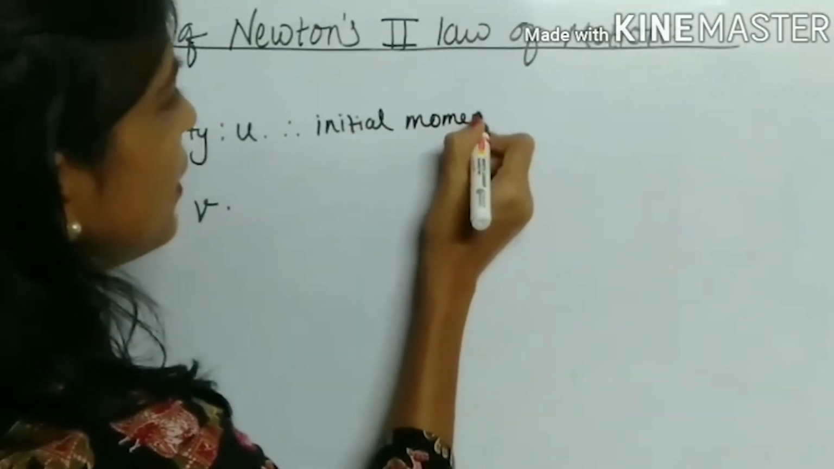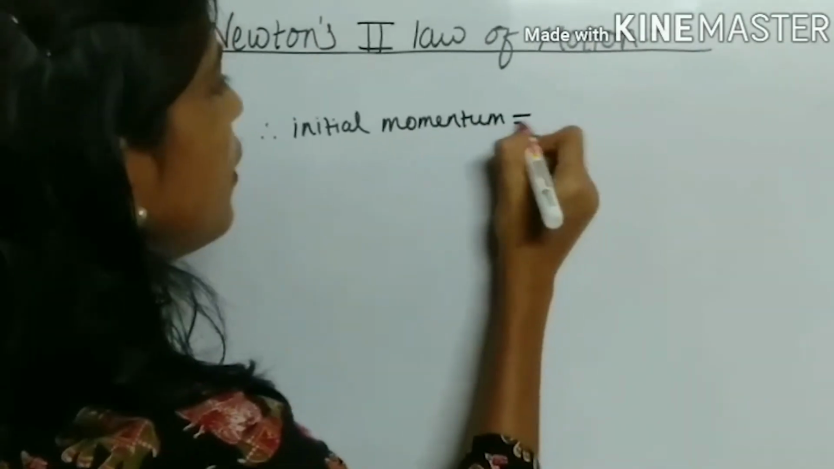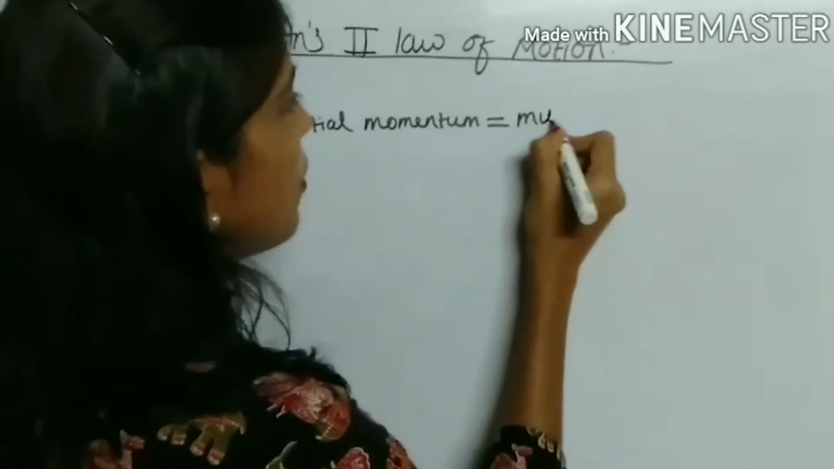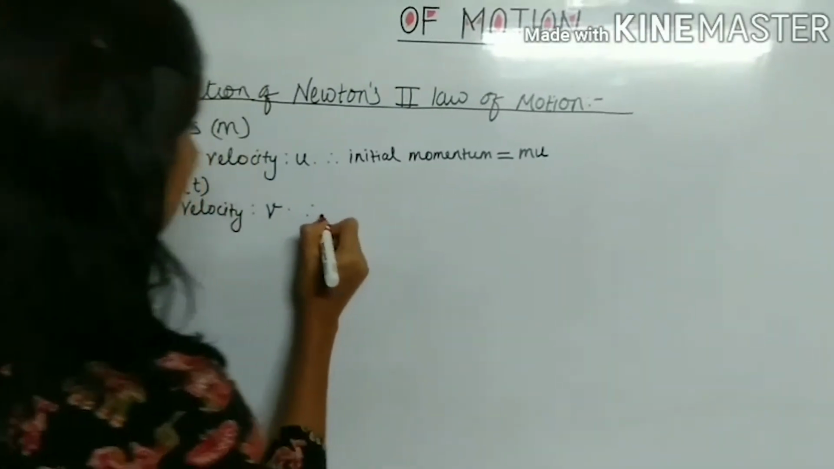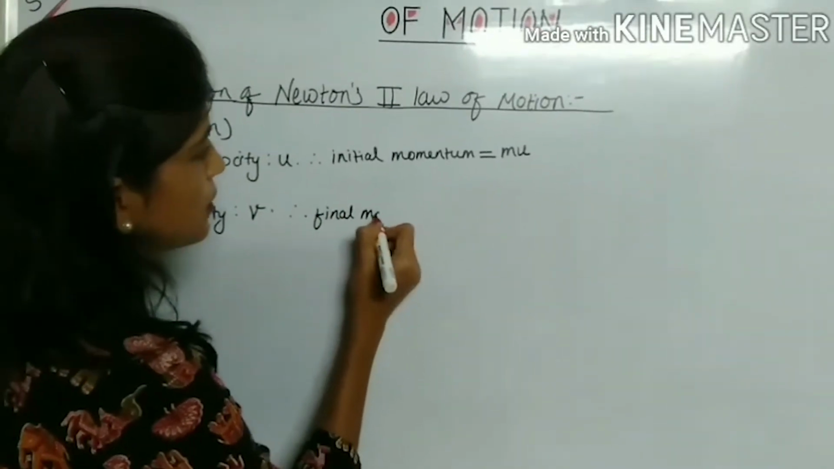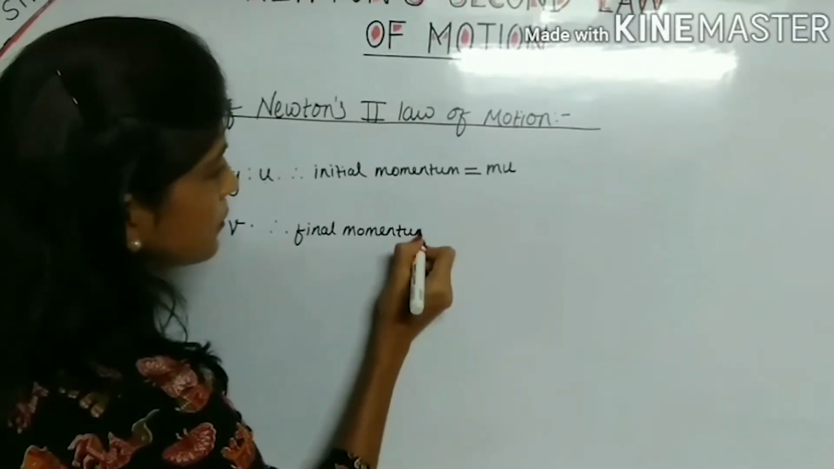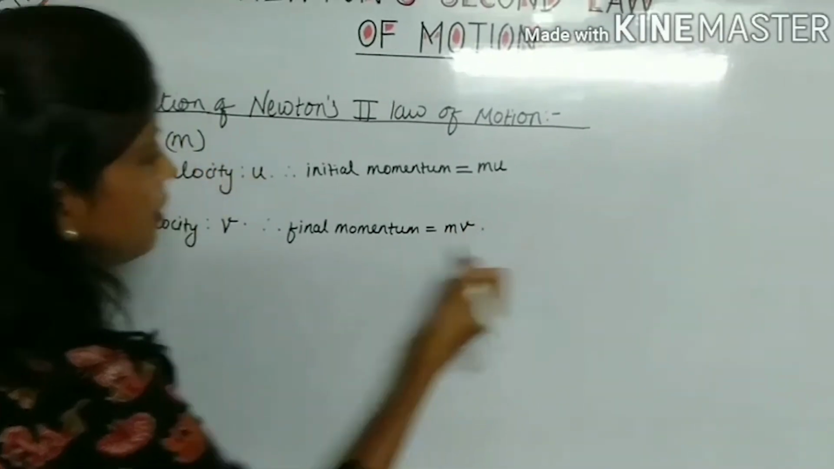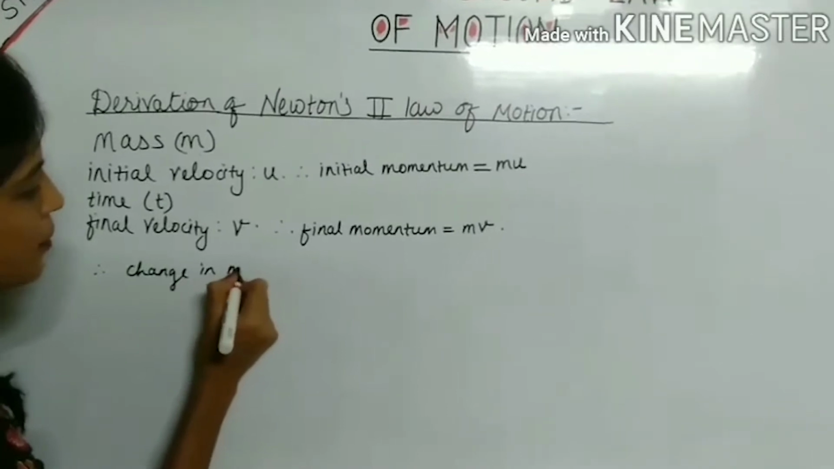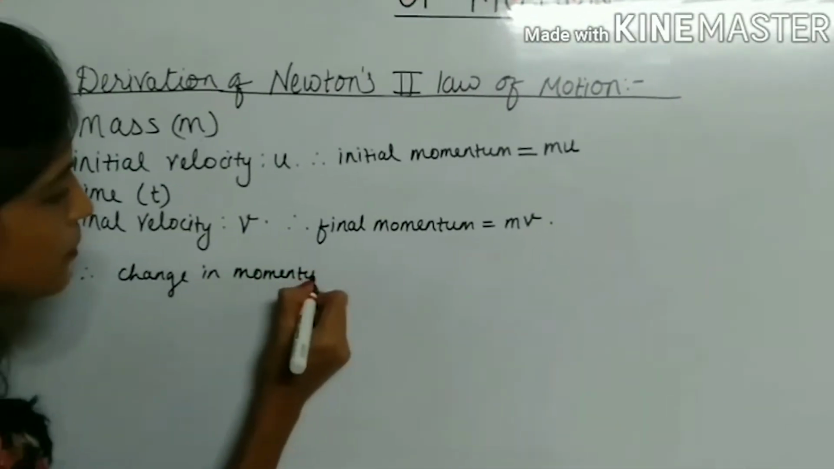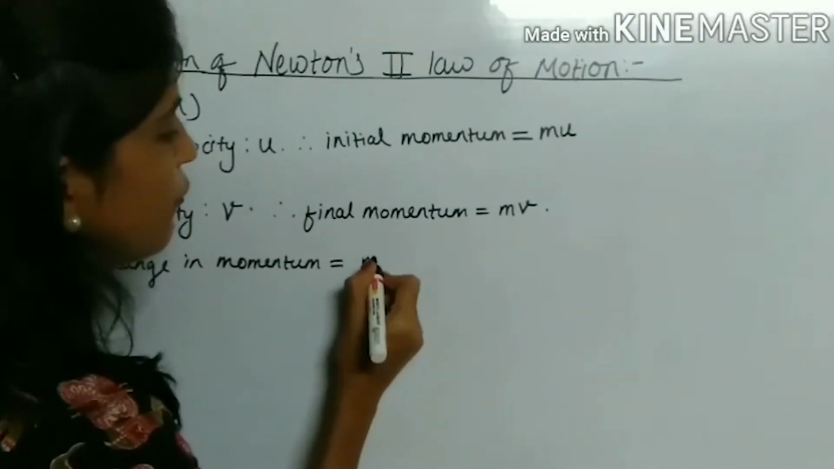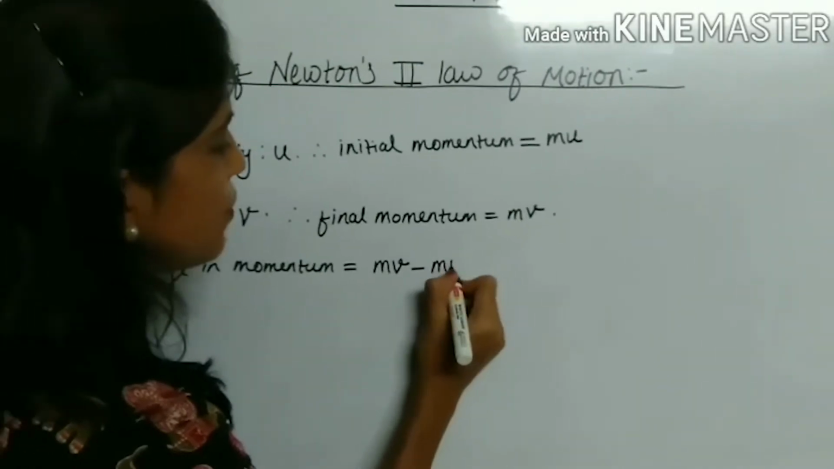As the initial velocity is u, what will be the initial momentum? Momentum is product of mass and velocity. So mass is m and velocity is u. So initial momentum is mu. As final velocity is v, what will be the final momentum? Final momentum is equal to mv. Therefore, change in momentum is equal to final momentum minus initial momentum. So it is mv minus mu.